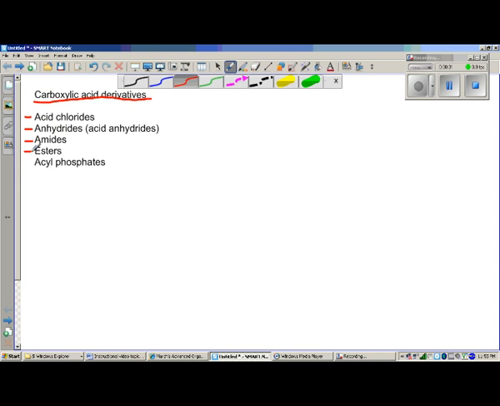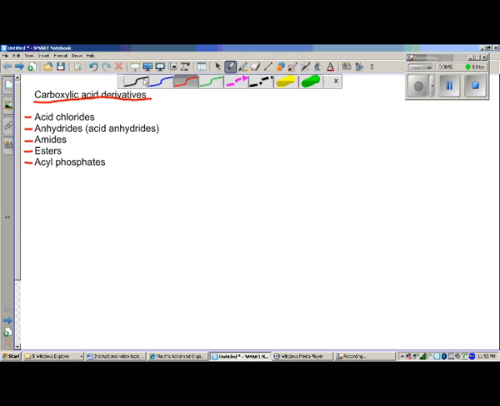Alright, acid chlorides you've seen before, anhydrides, also known as acid anhydrides, you probably haven't seen before. Amides, well, you've seen those before. Esters, you've seen a little bit before, but not too much. And then acyl phosphates you won't have seen before. There is actually a sixth class called thioesters in the book, which I'm not going to focus on.